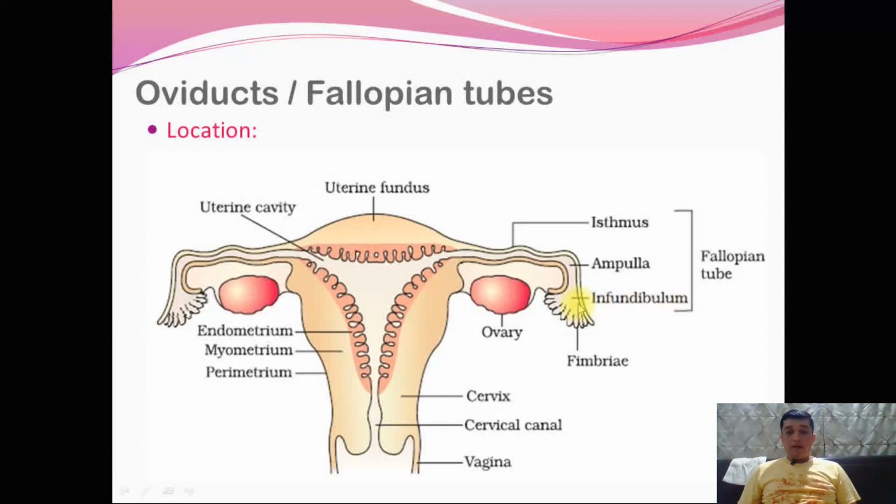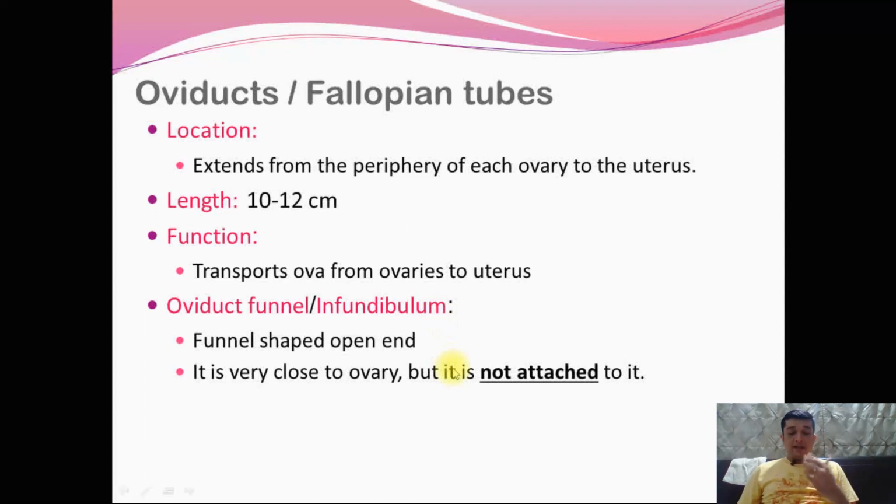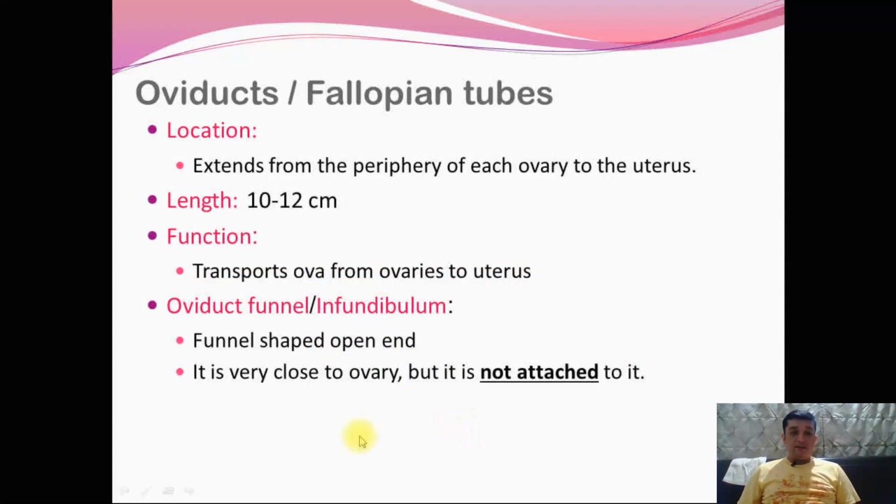Above this infundibulum, going ahead in the fallopian tube, there is a broader part called the ampulla, and this part is called the isthmus, a narrow part which connects to the uterus. We will check these two parts later on. Right now we are focusing on the infundibulum.